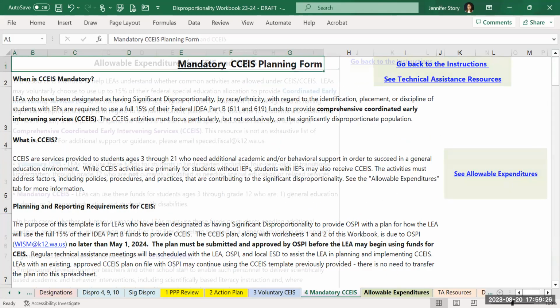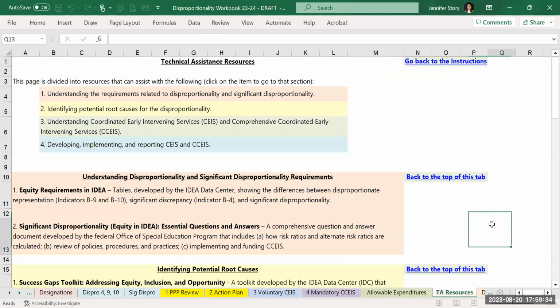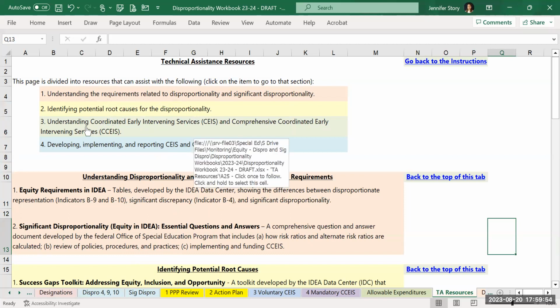A couple last tabs. We've already looked at the allowable expenditures tab. Again, that's for voluntary or mandatory CEIS or CCEIS. We also have a technical assistance resources tab that's divided into 4 sections. So understanding the requirements related to disproportionality and significant disproportionality are the resources in kind of orangey color. The yellow are identifying how to identify potential root causes. Green is understanding CEIS and CCEIS. And the blue is developing, implementing, and reporting CEIS and CCEIS.